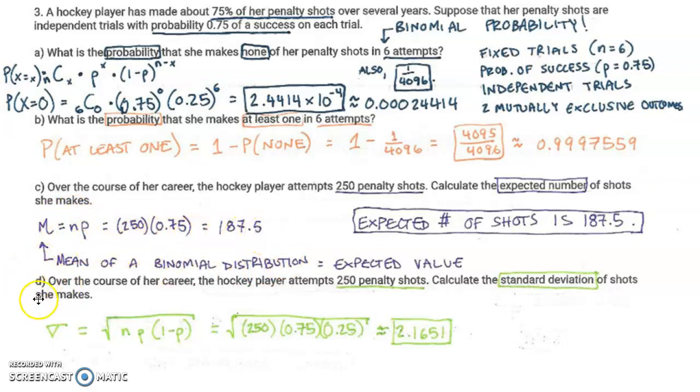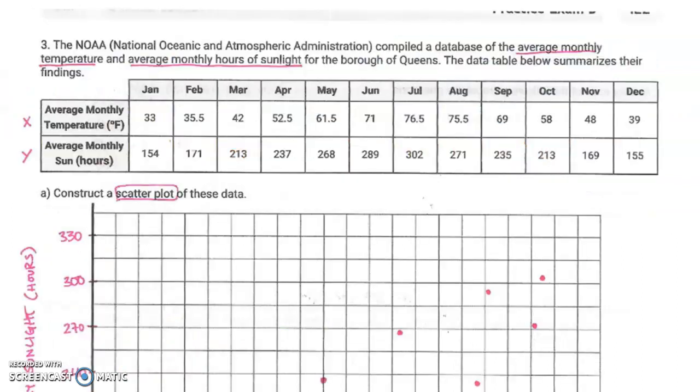Letter D is another formula question. The formula for binomial probability standard deviation is just this. It's the square root of n times p times 1 minus p, the number of trials, the number of success, the probability of success, and the probability of failure, respectively. Not too bad. For number 3, we're given a situation in which we have to make a scatter plot.